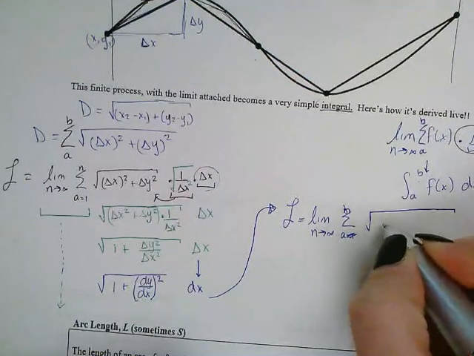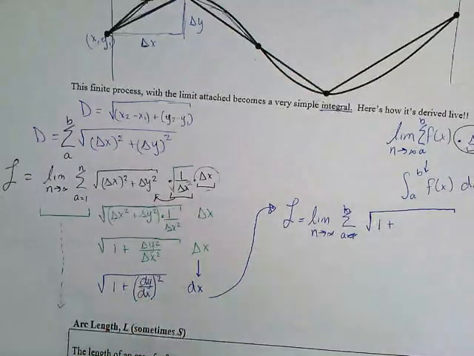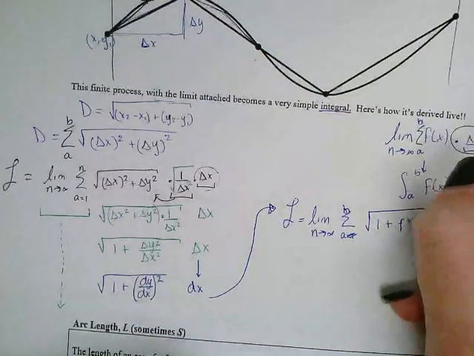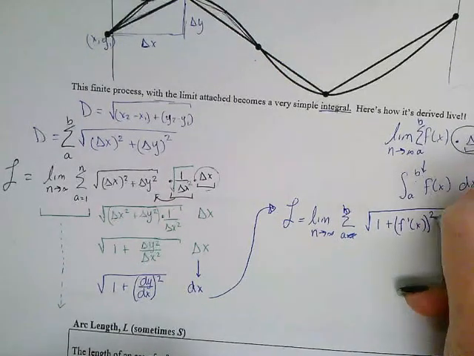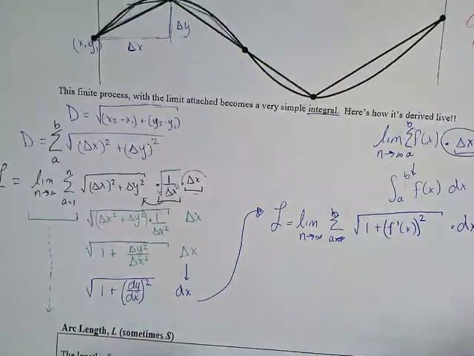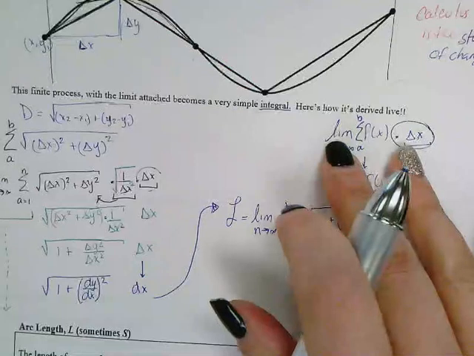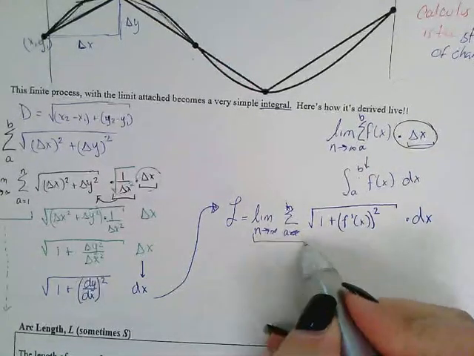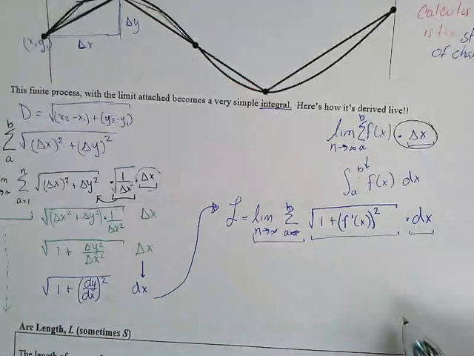And then this is going to be 1 plus, instead of writing dy dx, I'm just going to write f prime of x, because that's the derivative. And of course that derivative is squared, times dx. So now do I have the format? I have the limit with the sum, I have the function, and I have my dx.